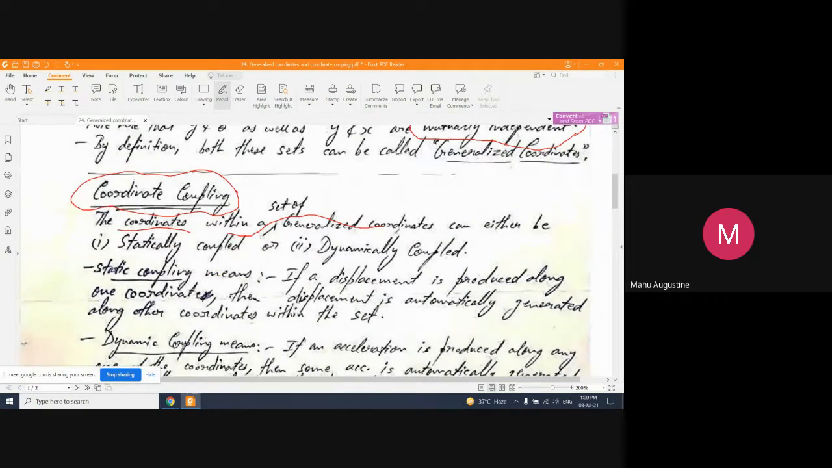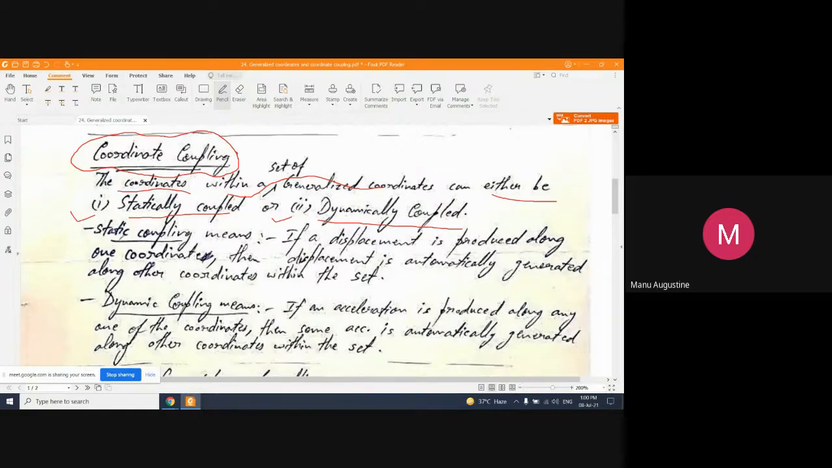The coordinates within a set of generalized coordinates can either be statically coupled or dynamically coupled. So when you are talking about coordinate coupling, you are basically going to talk about two types of couplings that can occur in a set of generalized coordinates: static coupling and dynamic coupling. Now, what is the meaning of static coupling? Static coupling means that if a displacement is produced along one coordinate, then displacement is automatically generated along the other coordinates within the set.